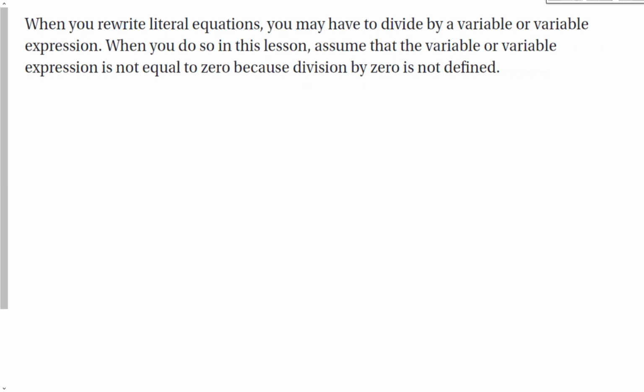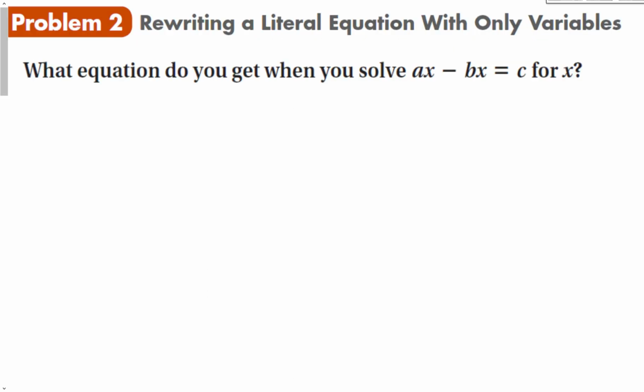Now, when you rewrite literal equations, you may have to divide by a variable or variables in the expression, and when you do so in this lesson, assume that the variable or variable expression is not equal to 0, because, of course, division by 0 is not defined. So we're just going to assume that when we divide out anything with a variable, that it is not 0.